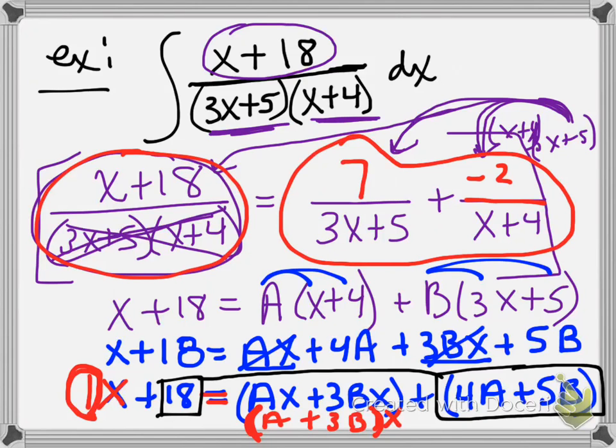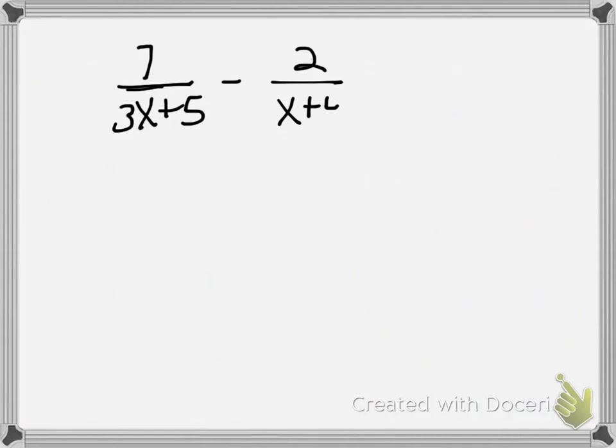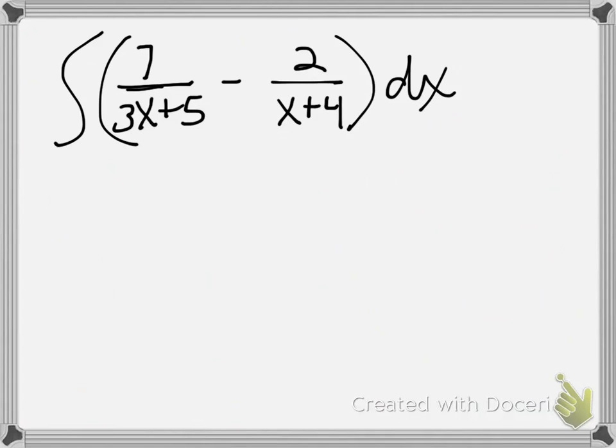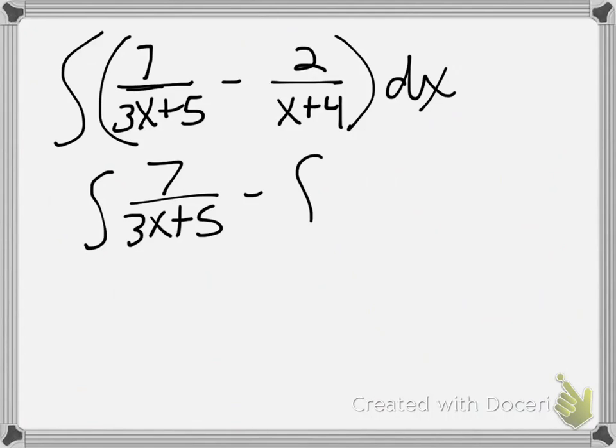Okay, so we're going to write these things out. 7 over 3x plus 5 minus 2 over x plus 4. That is our new integrand. We've replaced the old integrand because we separated this. And now we're just going to separate it into the two parts that we have. The integral of 7 over 3x plus 5 minus the integral of 2 over x plus 4 dx.